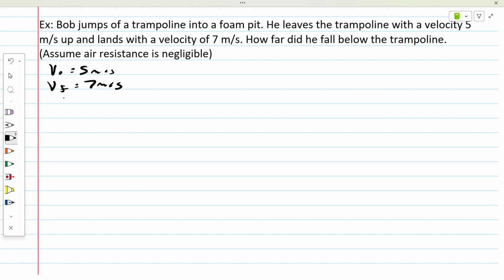So we want to know, what was this height that he fell? Because he's on the trampoline, right? He's jumping on there, and he jumps up and then falls down a certain height, and that's the height that we want to find.